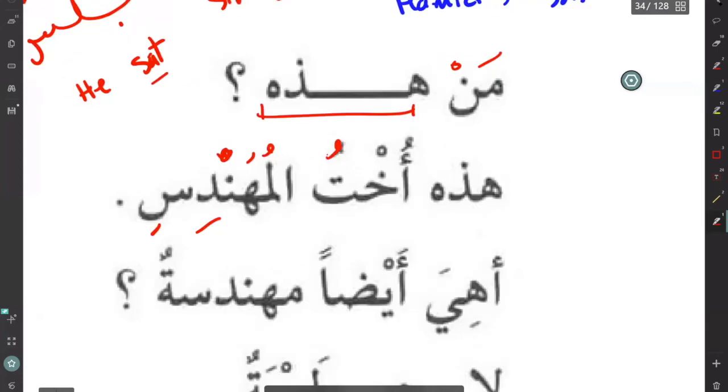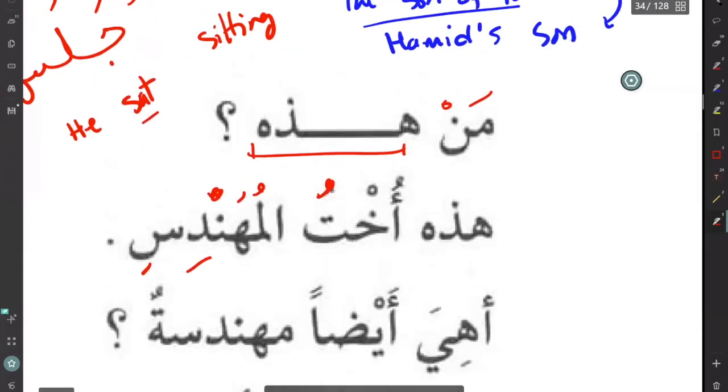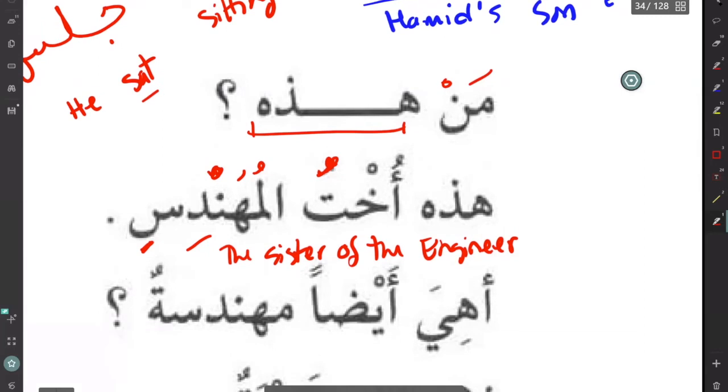So ukhtun is sister. Now we have the same concept, the idafa. You wanted the idafa practice. This chapter is giving you lots of idafa. So ukhtu muhandisi. We have the ukhtu without dhamma and we have the kasra. So this is our standard idafa construction, right? So what is the sister of the engineer? The sister of the engineer. Yes, so this is the sister of the engineer.